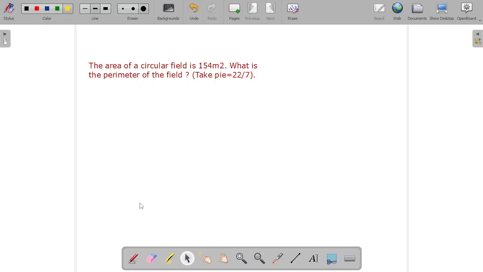Since we know that area is equal to pi r squared, and it's stated that the area is 154 meters squared, and we have pi as 22 over 7 multiplied by the radius squared, we need to find the value of the radius in order to get the perimeter of the circle. So 154 for the area, the value of pi, and radius squared. Now let's proceed.